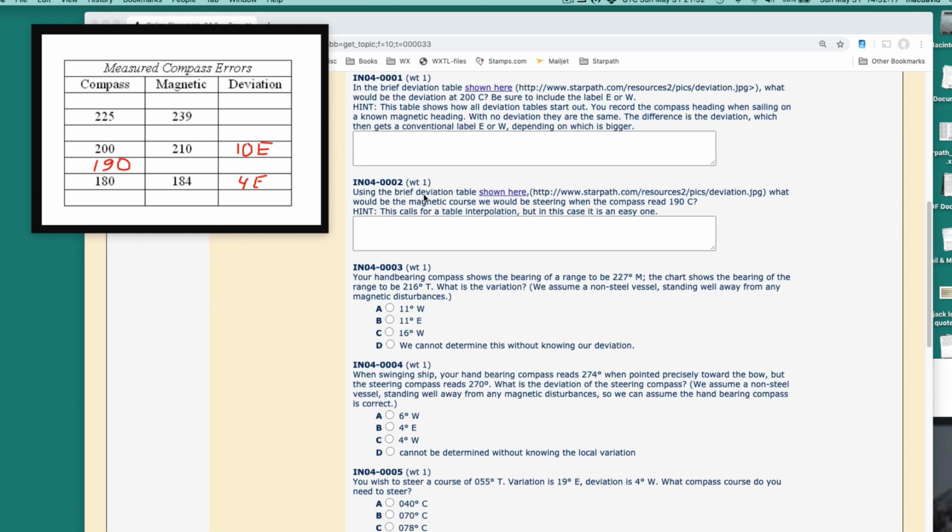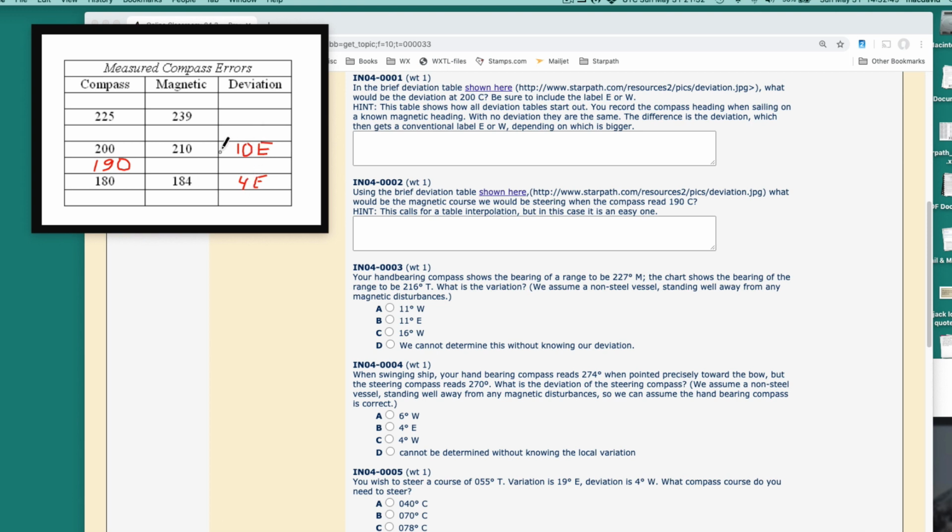So here, using the brief deviation table, that's the same table, what would be the magnetic course we would be steering when the compass reads 190 C? So we're reading 190 on the compass, and we want to know what the magnetic would read. Well, in principle, you could just take the halfway point between these two. That should be the right answer, right?